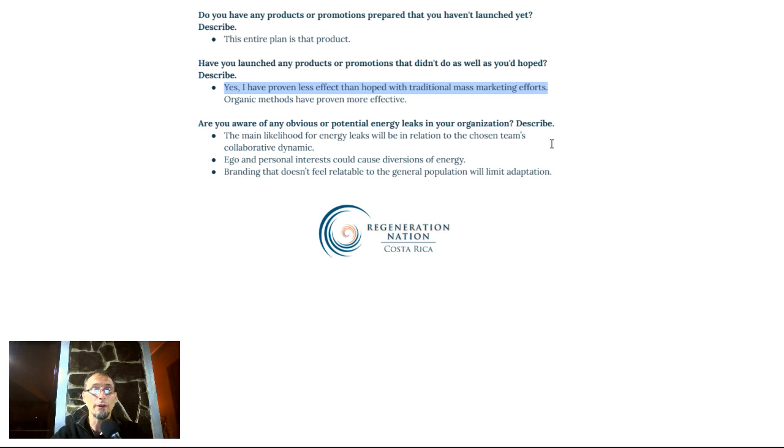And are you aware of any obvious or potential energy leaks? The main likelihood for energy leaks that I see will be in relation to the chosen team's collaborative dynamic, as well as any ego or personality interests that could cause diversions of energy. Also, another thing that I believe could be an energy leak is that if our branding doesn't feel relatable to the general population, it will limit adaptation.